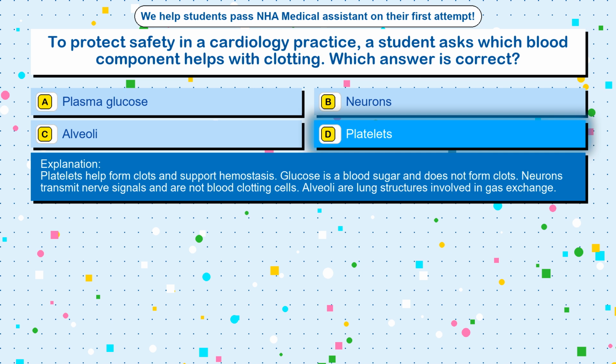Platelets help form clots and support hemostasis. Glucose is a blood sugar and does not form clots. Neurons transmit nerve signals and are not blood clotting cells. Alveoli are lung structures involved in gas exchange.